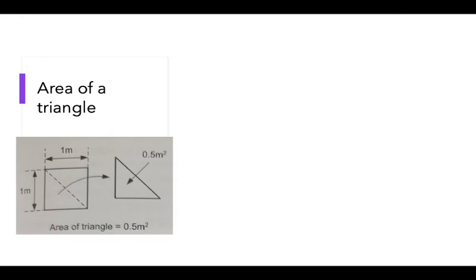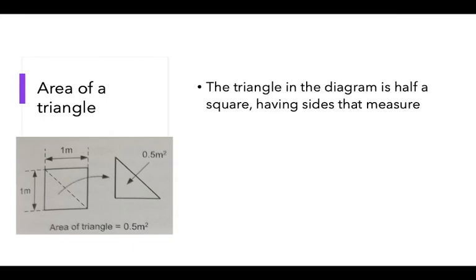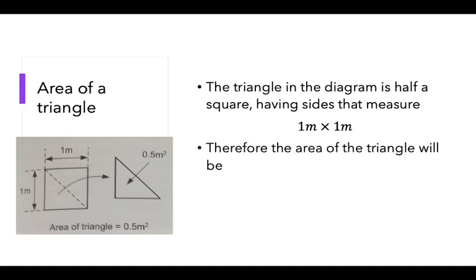To calculate the area of a triangle, the triangle in the diagram is half of a square. The sides of this square measure 1 metre by 1 metre. Therefore, the area of the triangle has to be half of a metre times a metre. So if 1 metre times 1 metre gives you a metre squared, the area of this triangle will be half a metre squared.